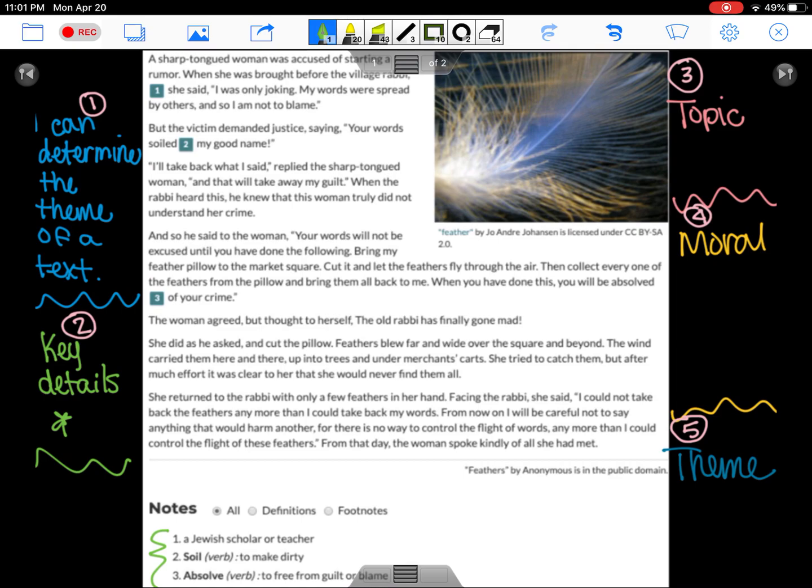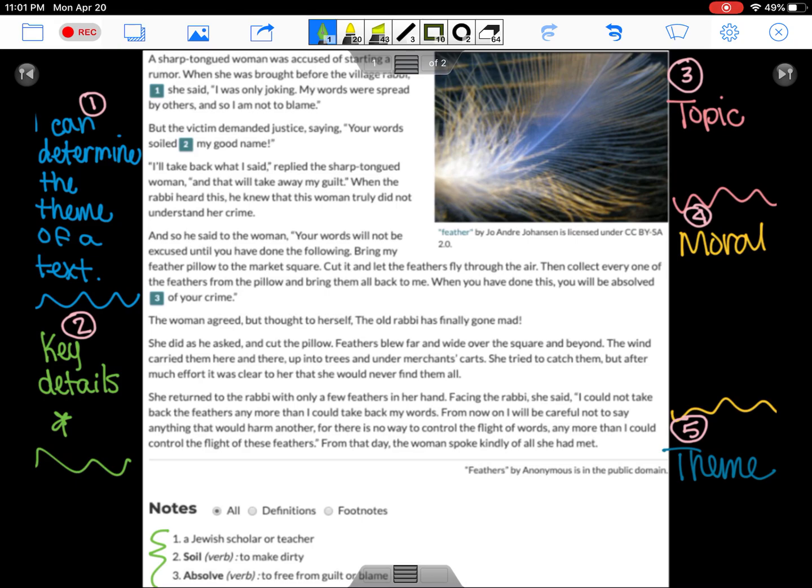A sharp-tongued woman was accused of starting a rumor. When she was brought before the village rabbi, she said, "I was only joking. My words were spread by others, and so I am not to blame." But the victim demanded justice, saying, "Your words soiled my good name." "I'll take back what I said," replied the sharp-tongued woman, "and that will take away my guilt." When the rabbi heard this, he knew that this woman truly did not understand her crime. And so he said to the woman, "Your words will not be excused until you have done the following. Bring my feather pillow to the market square, cut it, and let the feathers fly through the air. Then collect every one of the feathers from the pillow and bring them all back to me. When you have done this, you will be absolved of your crime."